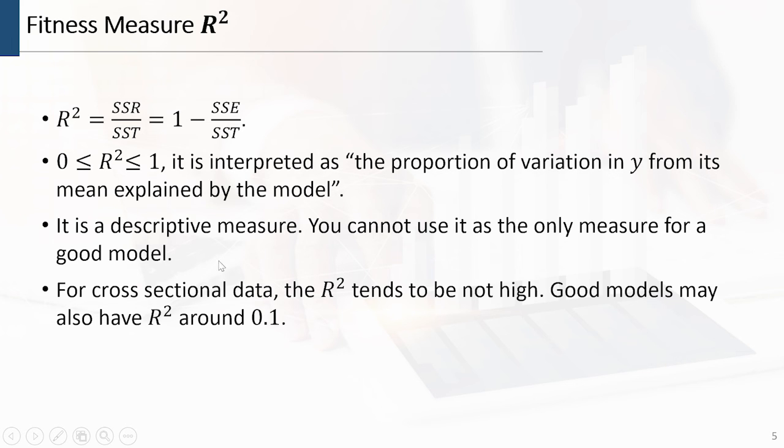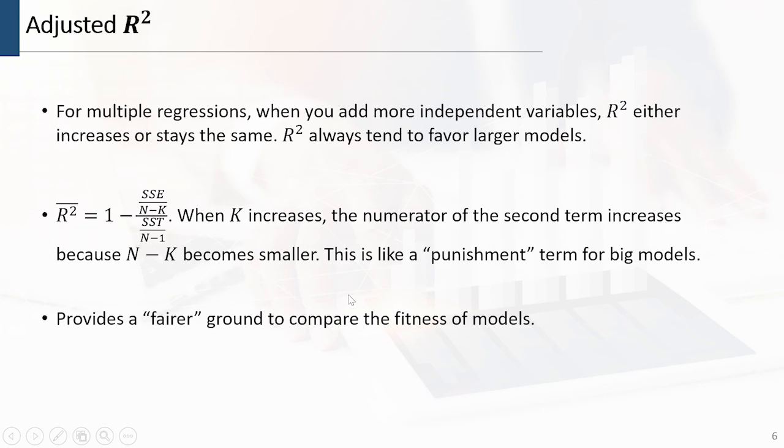And we should also know that R-square tends to be different for different types of models. Usually, for cross-sectional models, R-square tends to be not so high. And it can be the case that very good cross-sectional models only have an R-square around 0.1. On the other hand, if you look at time series models, it's pretty likely that even when you have a not so good model, you still have an R-square which is larger than 0.8. So in this case, you should surely know that you shouldn't use R-square as the single measure of comparing models.